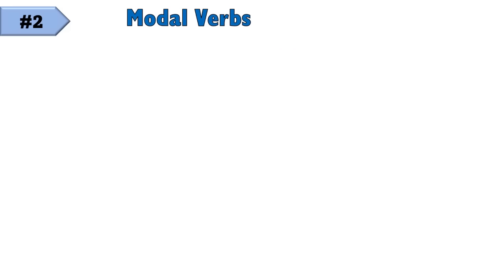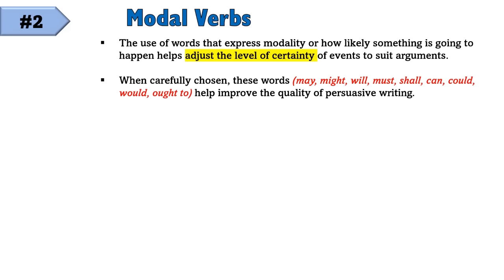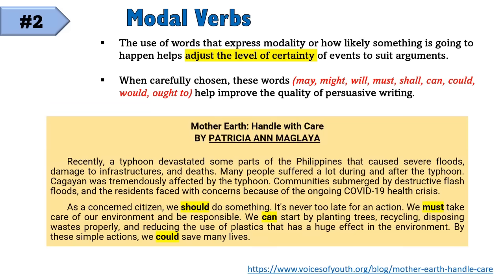Next is modal verbs. The use of words that express modality or how likely something is going to happen helps adjust the level of certainty of events to suit arguments. When carefully chosen, these words such as may, might, will, must, shall, can, could, would, ought to help improve the quality of persuasive writing. Here is an excerpt from a blog. See how the use of modals help the writer in persuading the readers. The title is Mother Earth, Handle with Care by Patricia Ann Maglaya.